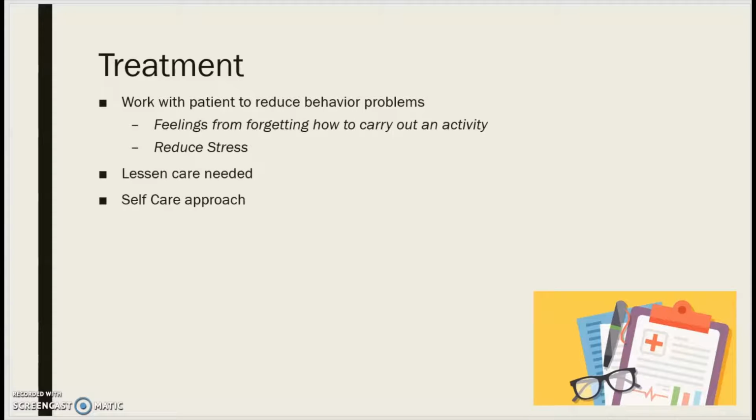Some treatment methods for cognitive impairments include working with the patient to help reduce behavior problems. This will help reduce the patient's stress and feelings they may be fighting from things such as forgetting how to carry out an activity. The goal is to lessen the amount of care needed to help the patient be more independent as well as caring for themselves and keeping up with it.